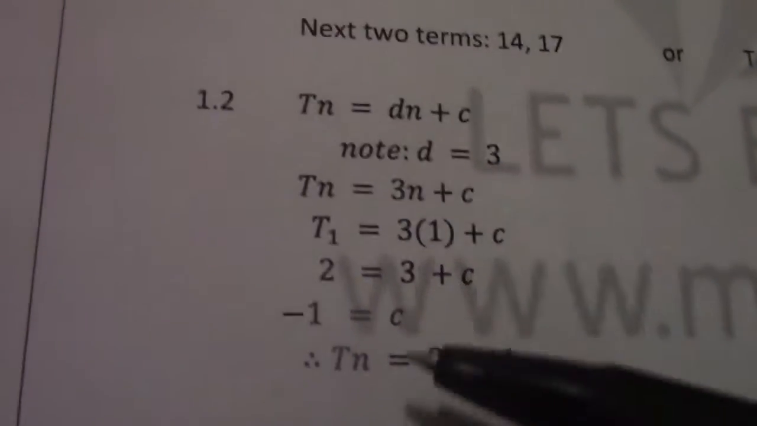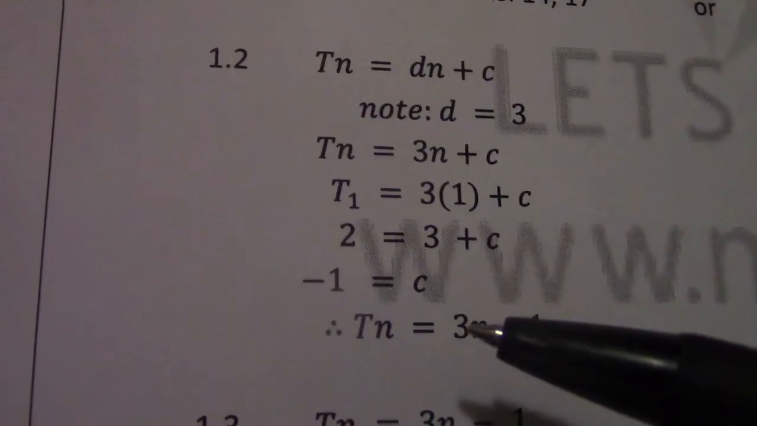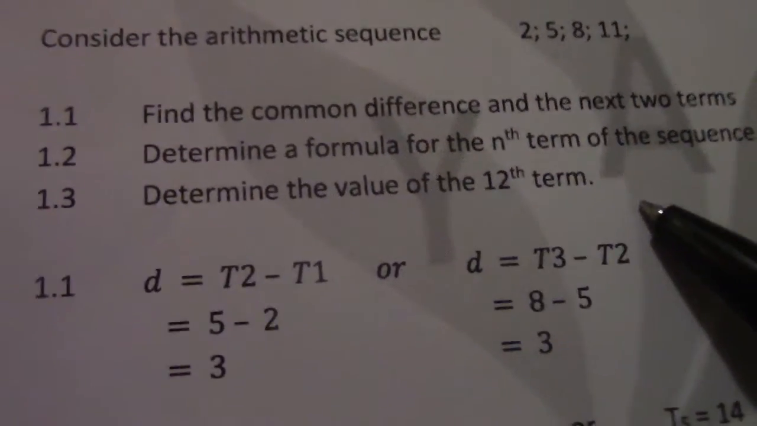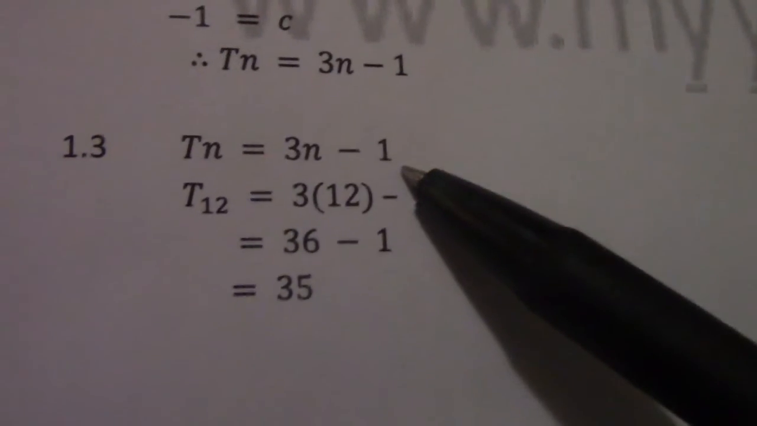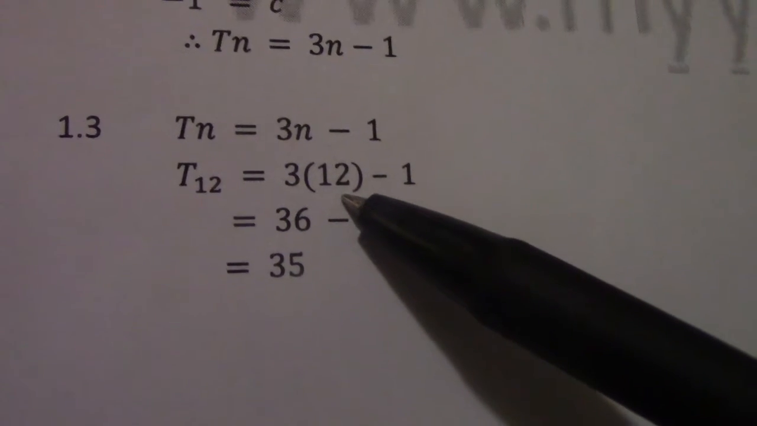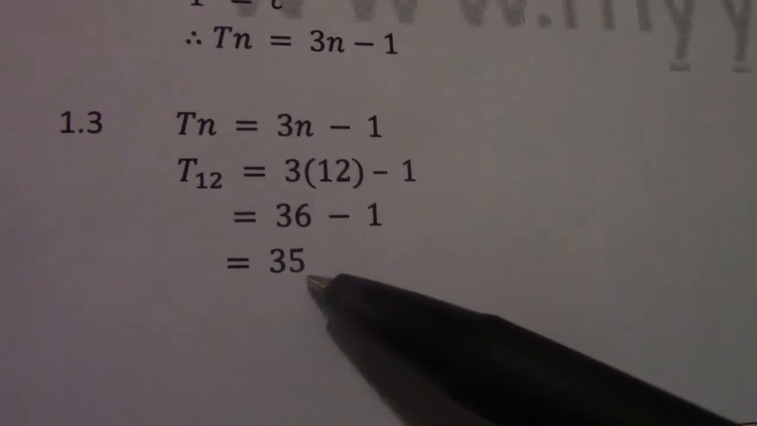Once we've found the formula, they will test us to see whether we can use it. So question 1.3: determine the value of the 12th term. We have Tn = 3n minus 1. They want term 12, so n changes to 12. 3 times 12 gives me 36. 36 minus 1 then gives me 35.